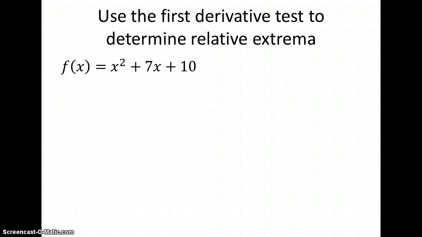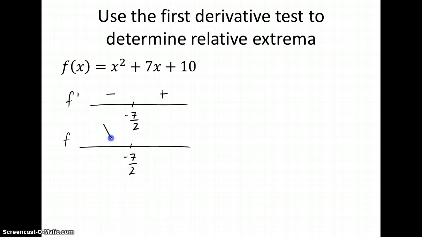Alright, so use the first derivative test to determine the relative extrema. So if we use our notes from yesterday, you can verify that for this function, this is the number line we set up. We tested points and found that the derivative was negative and then switched to positive. So we knew that the function at negative 7/2 switched from decreasing to increasing.